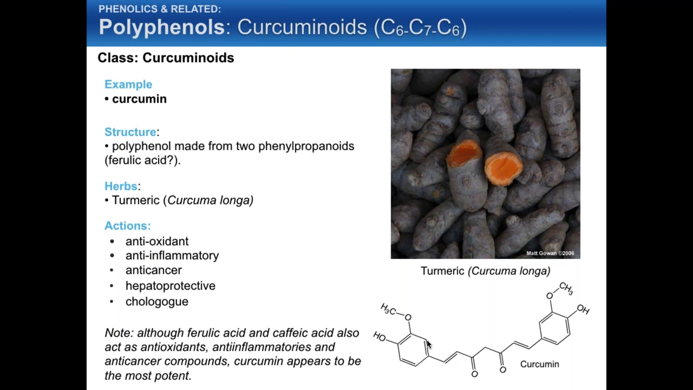Structurally, if you look at it, you can see that it looks more or less like it was probably built from a couple of molecules of ferulic acid and caffeic acid. And when you compare the potency of curcumin to those caffeic acid and ferulic acid building blocks for this compound, they're not as powerful. So curcumin in this form is just a more potent thing, and it has different effects on the body or stronger effects than the other compounds.